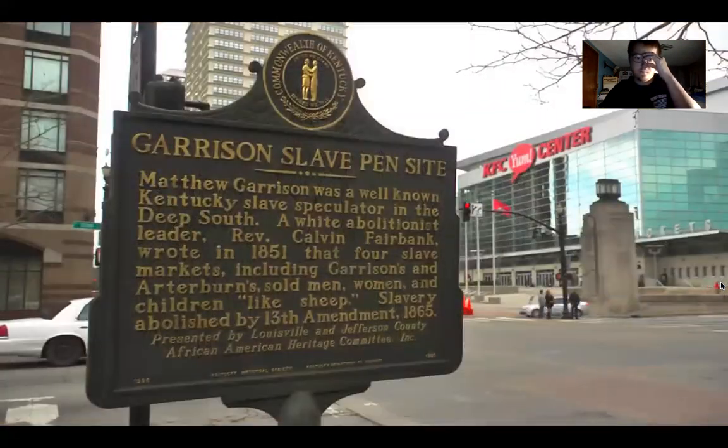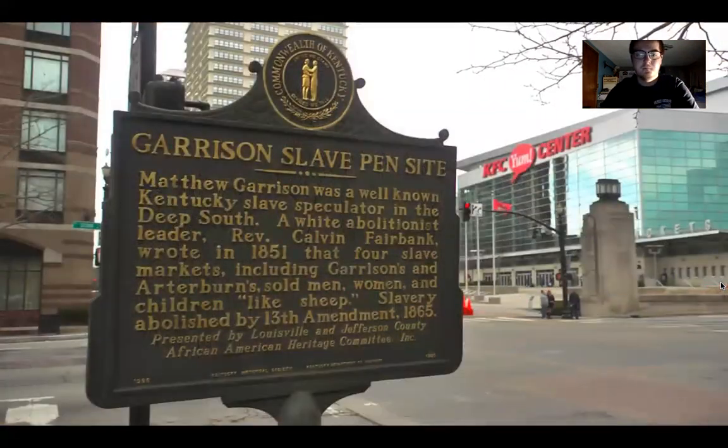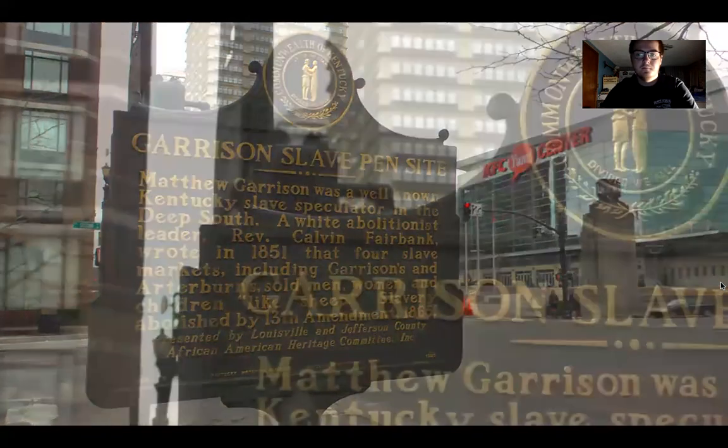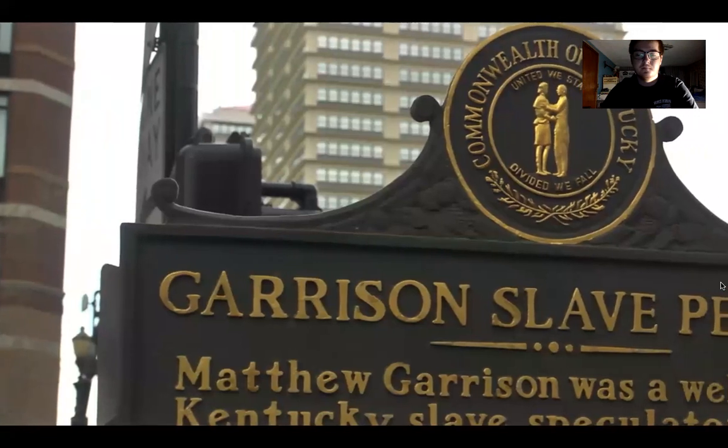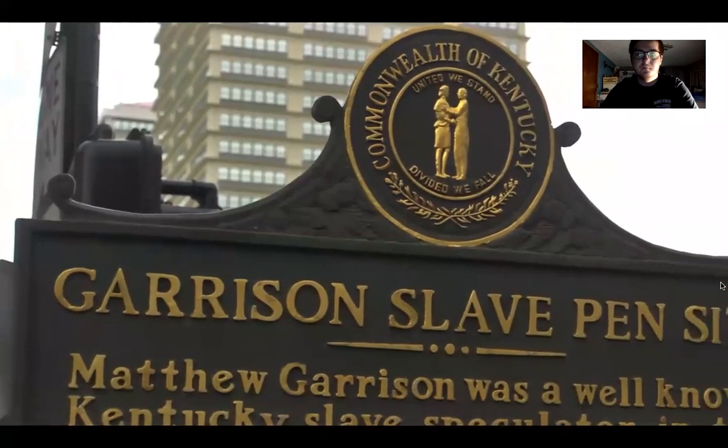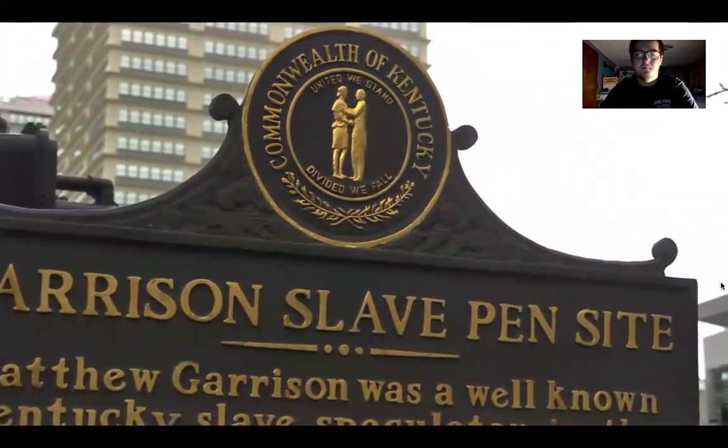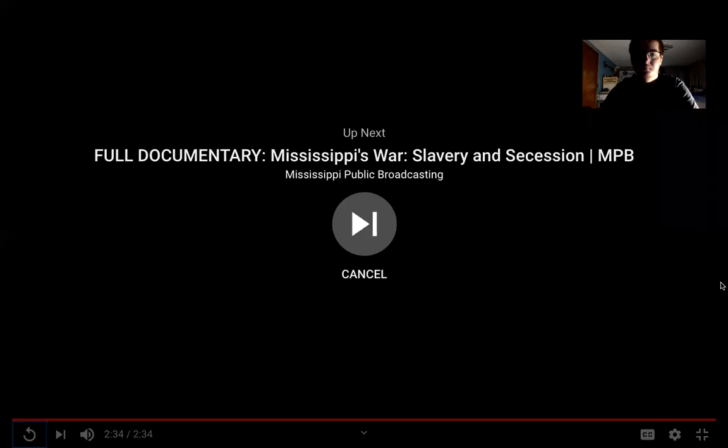A small black and gold marker at the corner of 2nd and Main Streets in downtown Louisville, just feet from the Yum Center, reminds us of the story of people shackled together in pens when not on display to buyers. It's the center of Louisville then and now, right?